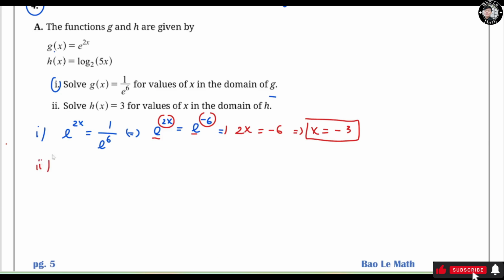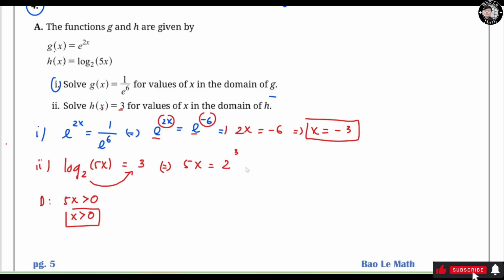Question 2i. Solve h of s equals 3. Alright, so we have log base 2 of 5s equals 3, right? Now we need to find the domain of this one. So the domain is going to be 5s greater than 0, right? So s greater than 0. Keep that in mind. This turns out to be 5s equals 2 raised to the 3rd, right? So then 5s equals 8 and s equals 8 divided by 5, which is greater than 0. So this is the solution, right?